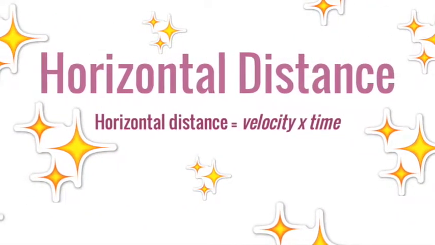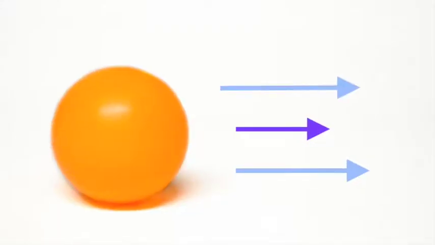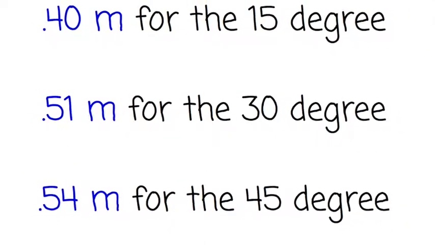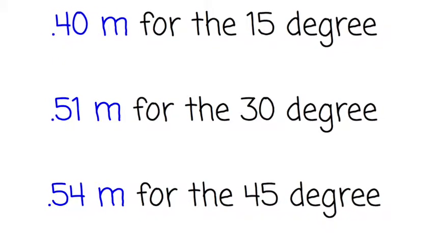Using this equation, we found the distance that each ball would travel: 0.40 for the 15 degree, 0.51 for the 30 degree, 0.54 for the 45 degree.